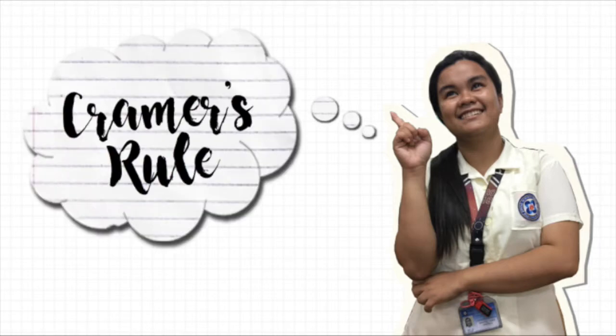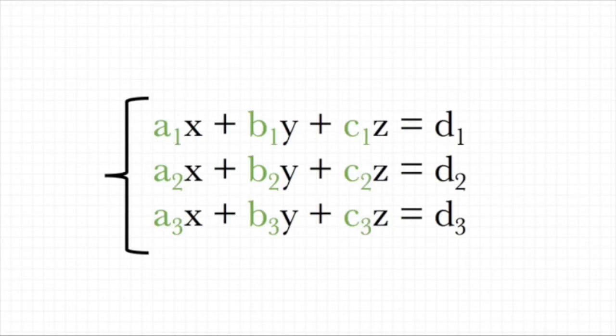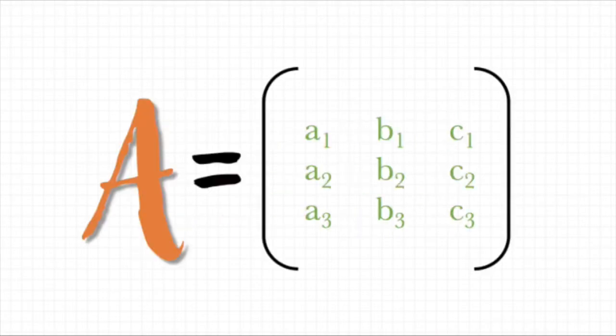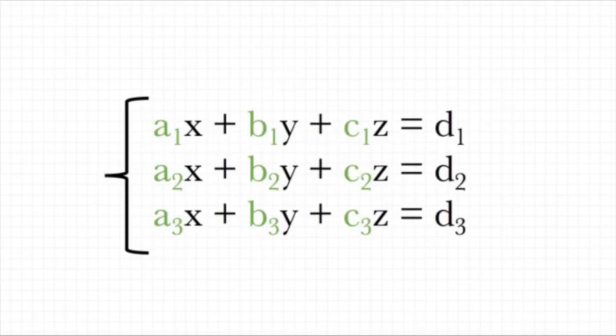Next, let us discuss Cramer's rule. Given the following system, we can create matrix A, which is a matrix of coefficients. As you can see, in the first column are all the coefficients of X, in the second, the coefficients of Y, and in the third, the coefficients of Z.